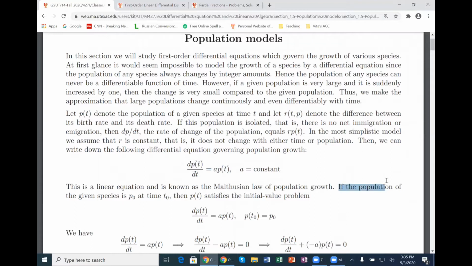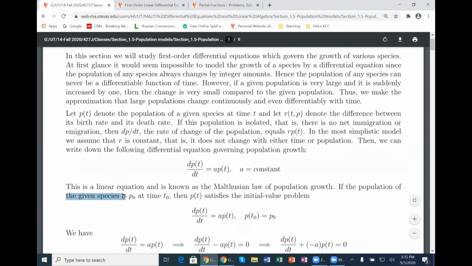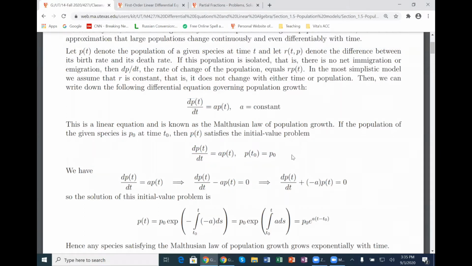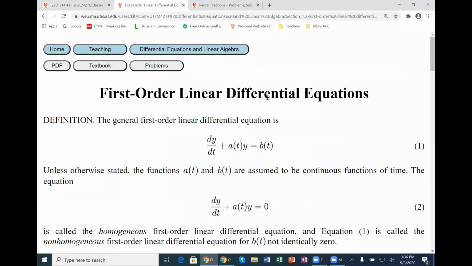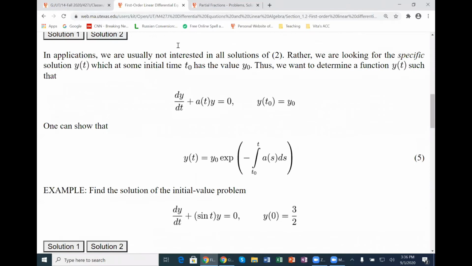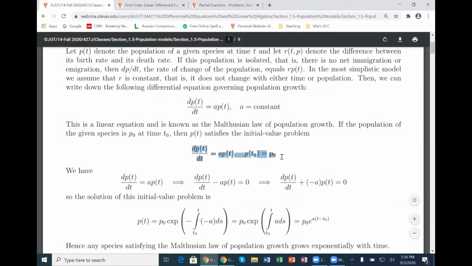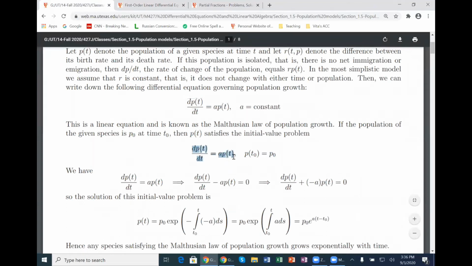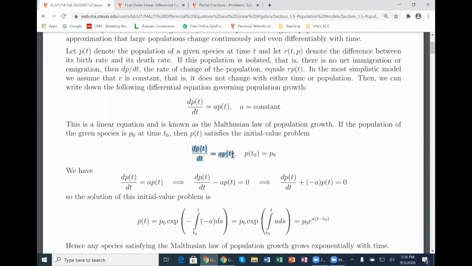Now, if the population of the given species is P0 at time t0, then P of t satisfies the initial value problem, this one. And now, how do we solve this initial value problem? Well, we go back to section 1.2. Note that what is written here is of this form. To see it better, let us rewrite this equation in the standard form.